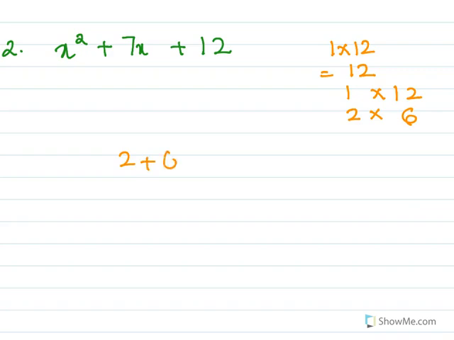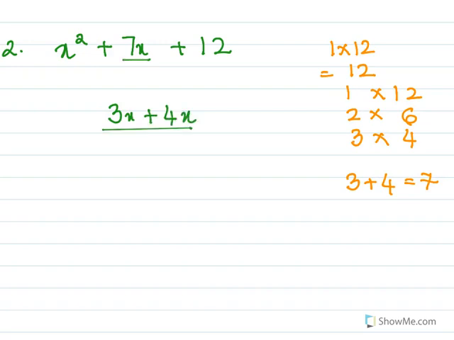If you add 2 plus 6, you get 8. If you subtract 2 and 6, you get minus 4. So this does not give us 7. Then the next one would be 3 into 4 is 12. Now here we will get 7. Remember, 3 plus 4 equal to 7. So we are going to split here 7x into 3x plus 4x. We have split 7x into 3x plus 4x. And let's write the rest. So x square plus 12.